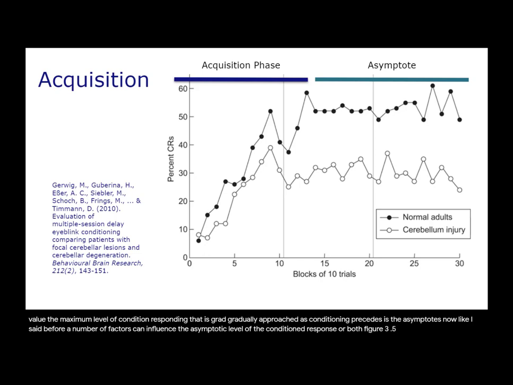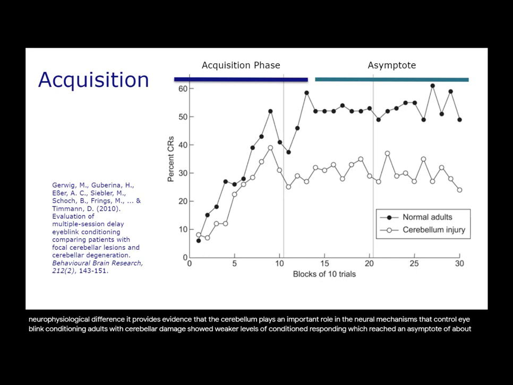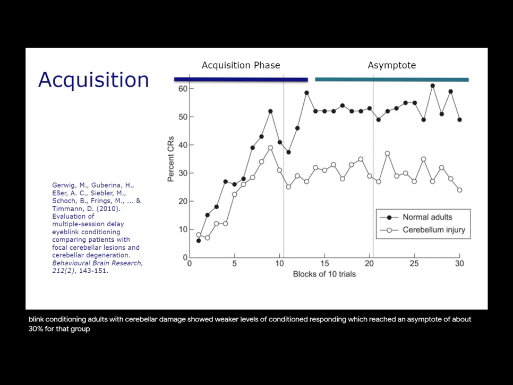Figure 3.5 shows one neurophysiological difference. It provides evidence that the cerebellum plays an important role in the neural mechanisms that control eye blink conditioning. Adults with cerebellar damage showed weaker levels of conditioned responding, which reached an asymptote of about 30% for that group, than adults who did not have cerebellar damage.